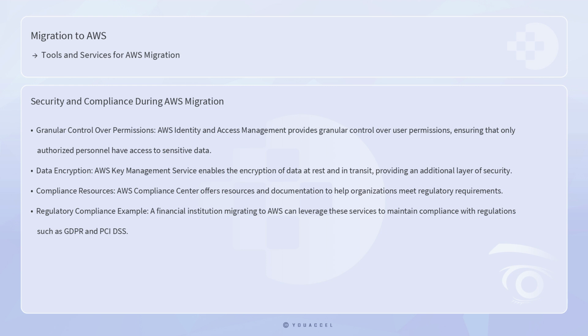For example, a financial institution migrating to AWS can leverage these services to maintain compliance with regulations such as GDPR and PCI DSS, ensuring that customer data is protected throughout the migration process.